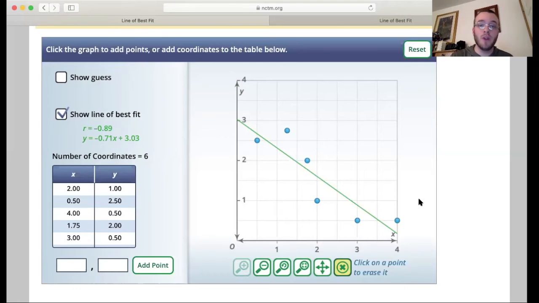So that's an important note when you're analyzing data, that outliers can kind of skew the trend, the correlation of your data. Now let's look at this R value over here to the left. Haven't talked about that yet, but it is a very, very important point.